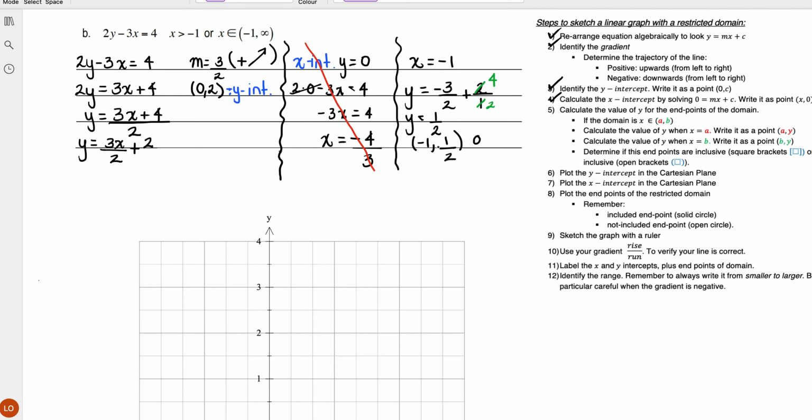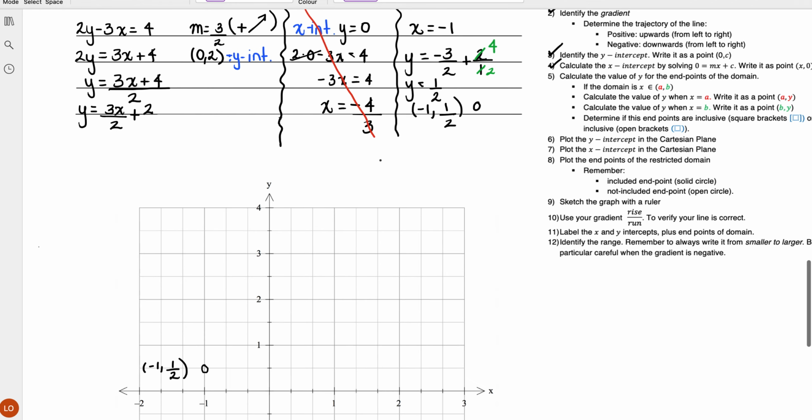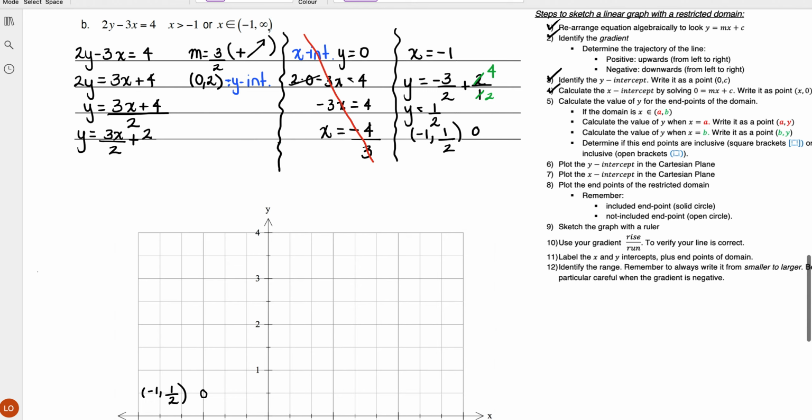So I already know that this one is the point that I'm going to have. So when x is equal to -1, y is going to be equal to 1/2. So it's here. I can label it. So it's -1, 1/2. And it's going to go from this point onwards forever. Why forever? Because the domain is saying that for all the values up to infinity. Okay, good. So I have calculated the endpoints.